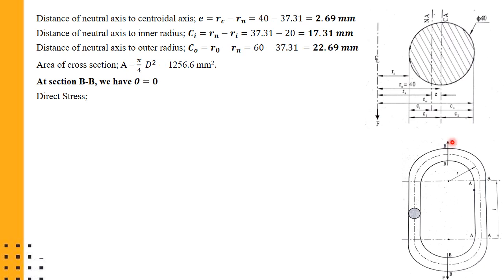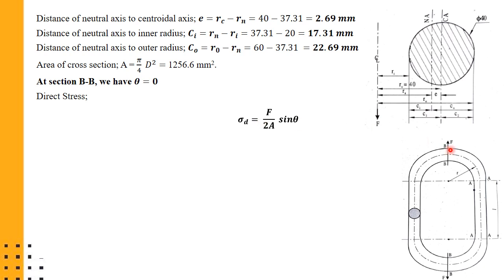Right? So with respect to section BB, we will calculate the direct stress, then the bending stress at the inner fiber as well as at the outer fiber, and before that we calculate the moments. We'll calculate the moment and then the bending stress as well as the combined stress at the inner and outer fiber with respect to section BB. After that, the same procedure will be followed for section AA, which is 90 degrees away from the line of action of load.